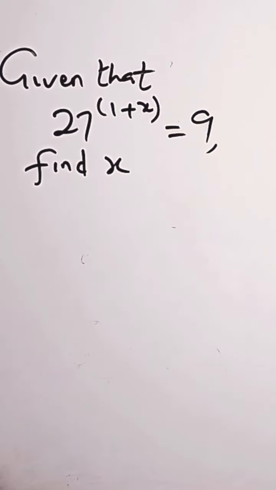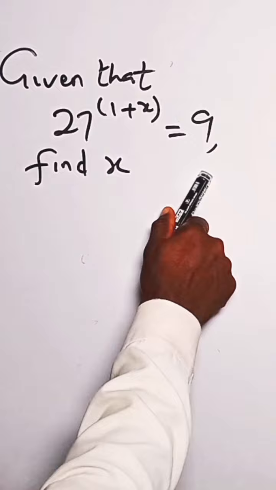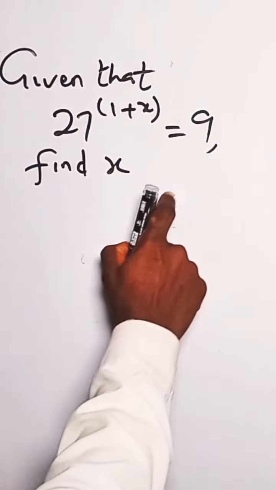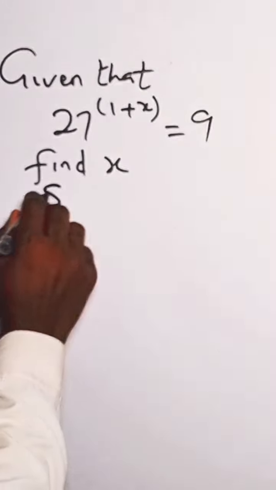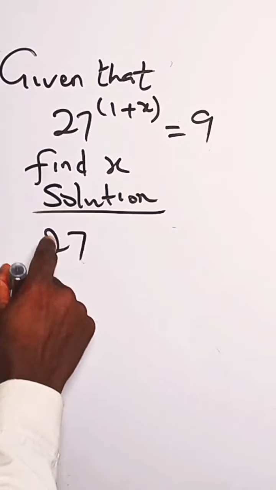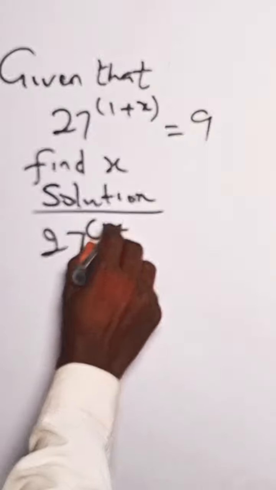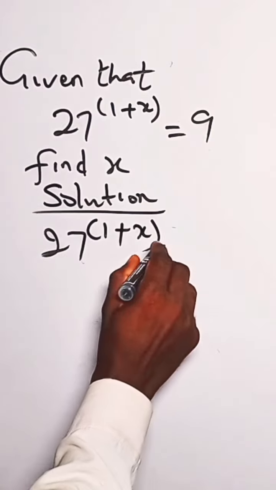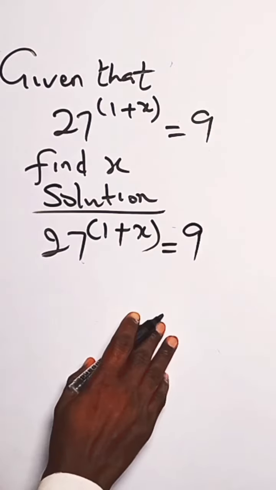The question says, given that 27 raised to power (x + 1) equals 9, find x. Okay, so what do we do? Solution. So for 27 raised to power 1 over 1 plus x equals 9.